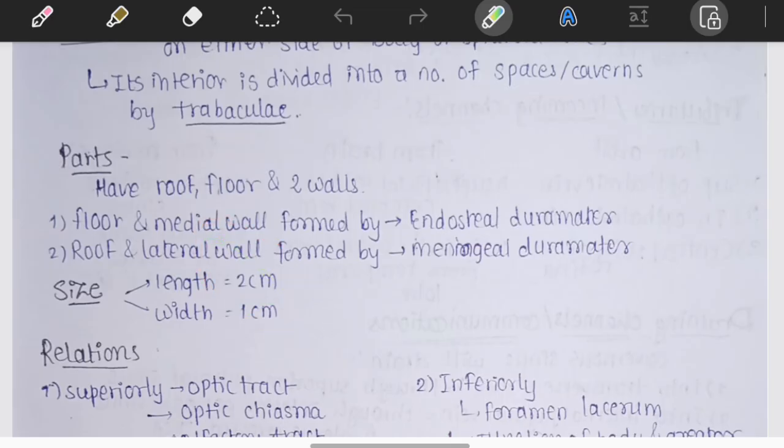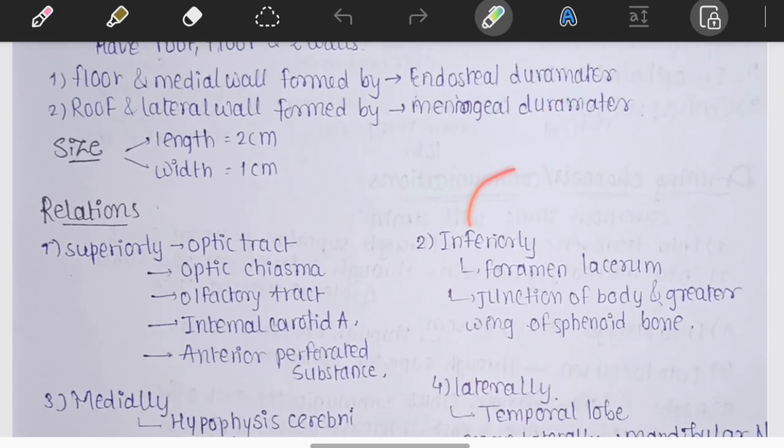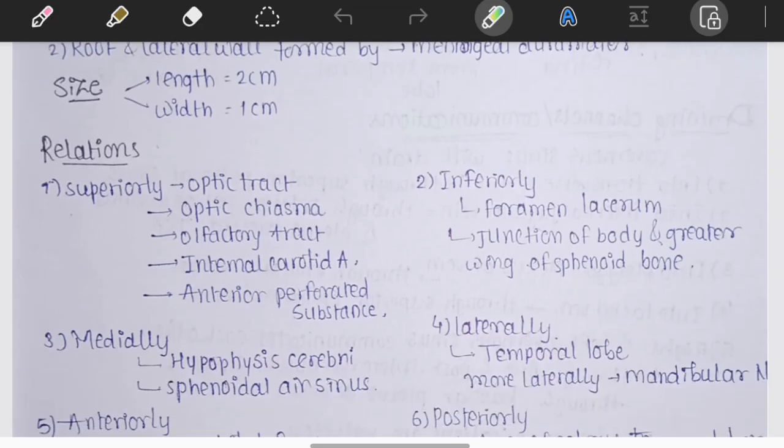Now comes the most important point. Instead of mugging up 6 relations, let's imagine the cavernous sinus as a small room. Every room has 6 walls. Similarly, the cavernous sinus has surrounding structures on every side. Superior relation: above it lie the optic tract, optic chiasma, olfactory tract, internal carotid artery, and anterior perforated substance. Now think, why are these structures important? Because diseases involving the cavernous sinus can affect nearby visual pathways and produce visual symptoms.